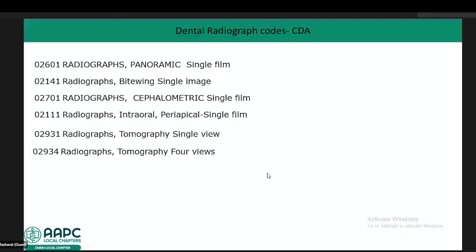These codes are used in Abu Dhabi: for the OPG 02601, for the bite wing 02141, for cephalometric 0701. So all this is about tomography and about the IOPA.